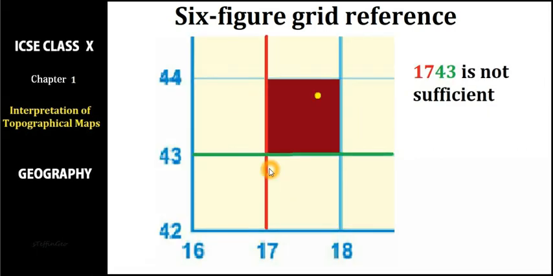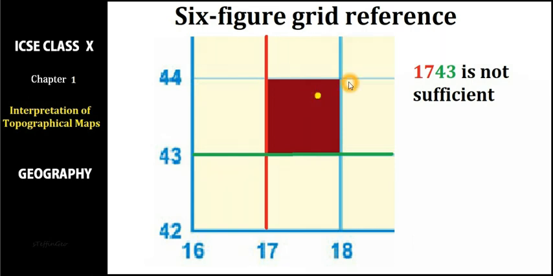Is 4-figure enough? 1743 is the 4-figure reference. If you give this reference to someone else and say that this yellow dot is located in 1743, that means the dot can be anywhere inside this one particular grid. So it is not sufficient for point entities like a dot. In order to locate the exact location of point features, we go for the 6-figure grid reference.